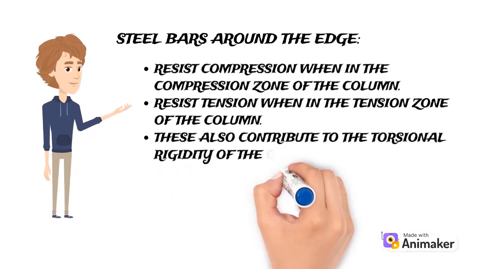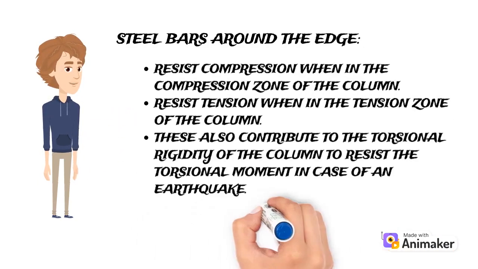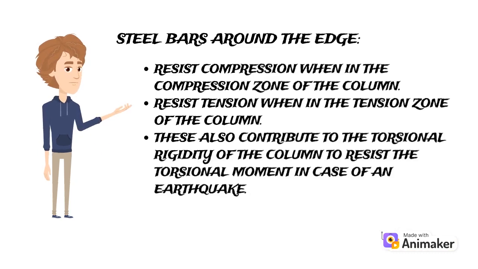In addition to compression and tension, these steel bars around the edge also contribute to the torsional rigidity of the column, which can help the column in resisting torsional moments in case of an earthquake.